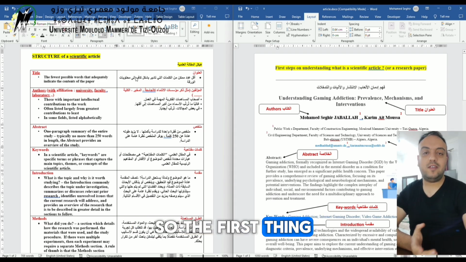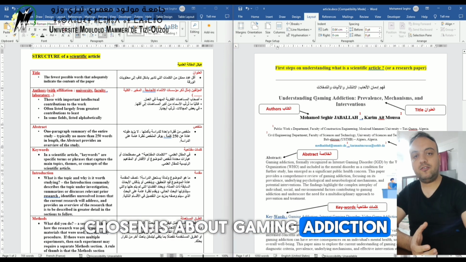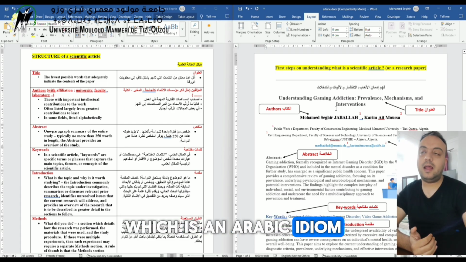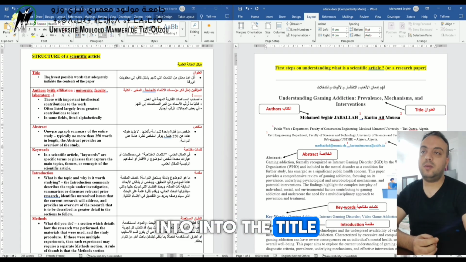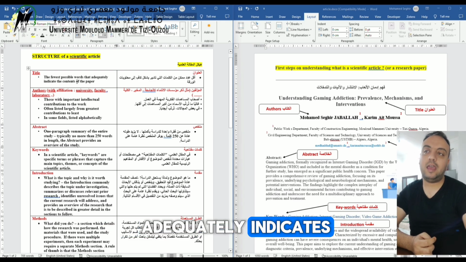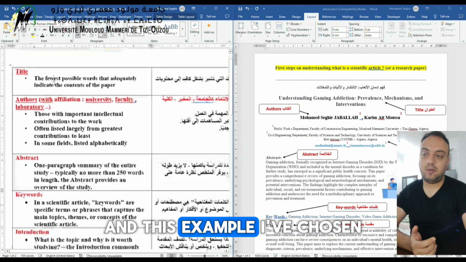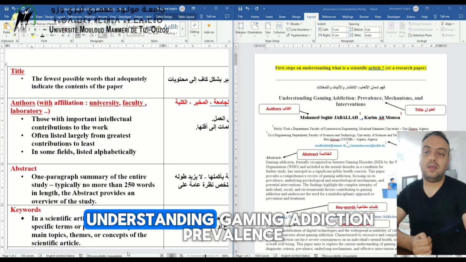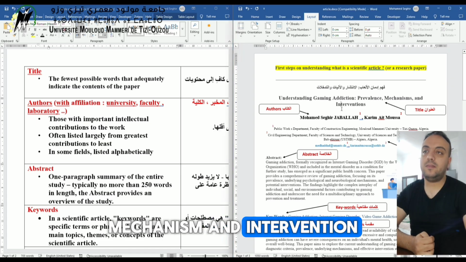So the first thing is the title. The title that I've chosen is about gaming addiction, which in Arabic is idman al-alab. When it comes to the title, it should be the fewest possible words that adequately indicate the content of the paper. In this example I've chosen: Understanding Gaming Addiction: Prevalence, Mechanism, and Intervention.